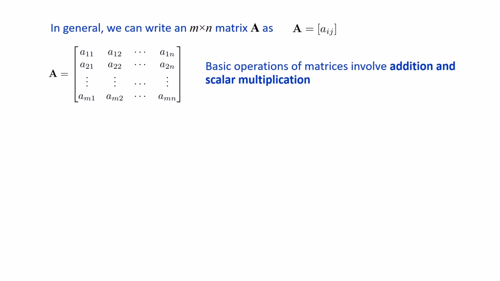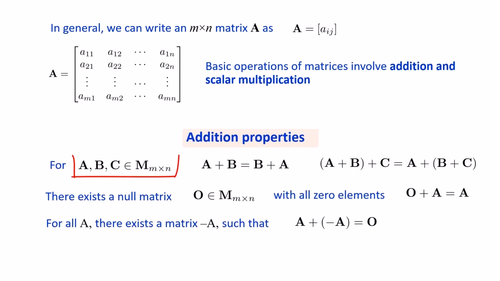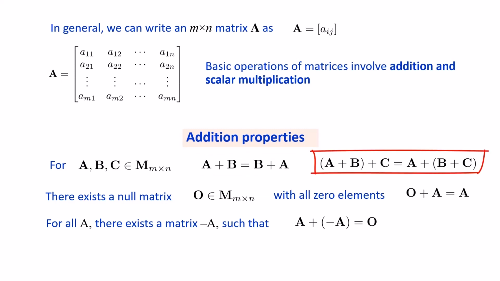Let's explore them carefully. Consider three m by n matrices A, B and C. Don't get nervous about the set theory style notation. Capital M simply denotes matrix and small m cross n shows the matrix size. Now the addition operation is commutative. That means A plus B is equal to B plus A. Addition is also associative. That is, for adding three matrices, the order of addition does not matter.